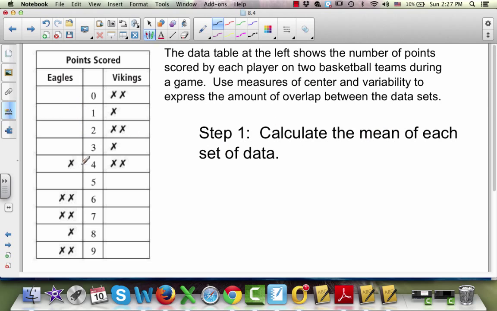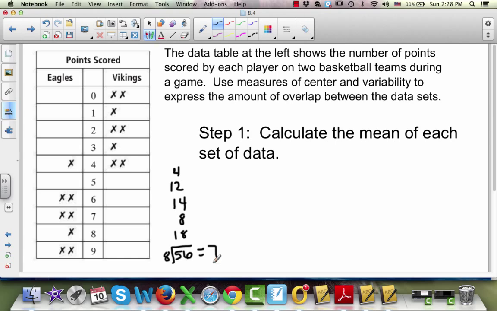So we come over here, and they had one player who scored 4 points. They had two players who scored 6 points each, that's 12. Two players who scored 7, so that's 14. One player who scored 8. And two players who scored 9, so that's 18. We add those up, we get 26, 40, 56. Now how many players were there? There were 1, 2, 3, 4, 5, 6, 7, 8 players, so we divide by 8. And 56 divided by 8 is 7.